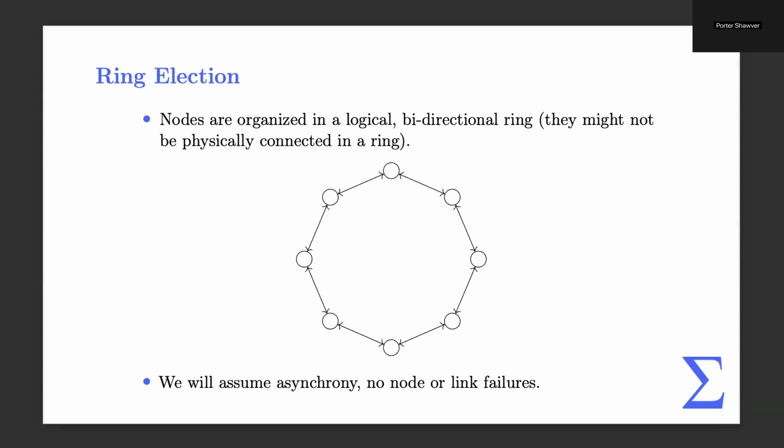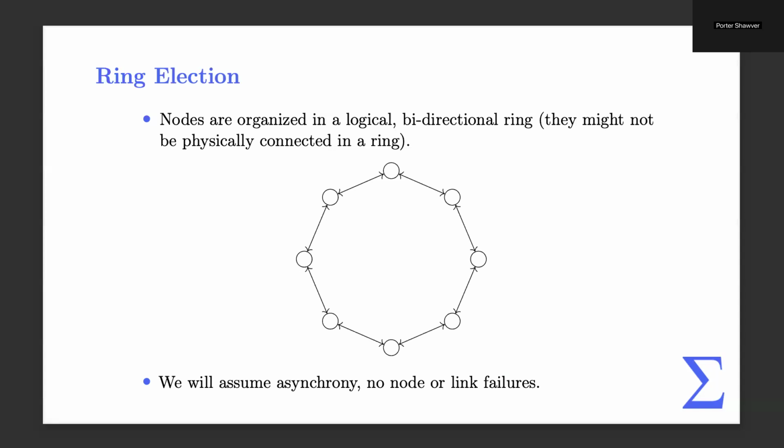So the model that we're going to be looking at for now is ring election. We're going to say all of the computers in our distributed system are organized in a logical bidirectional ring, and they might not be physically connected. That's what I mean when I say logical. On the internet, pretty much every computer can reach every computer. Not exactly, but that's true to an extent.